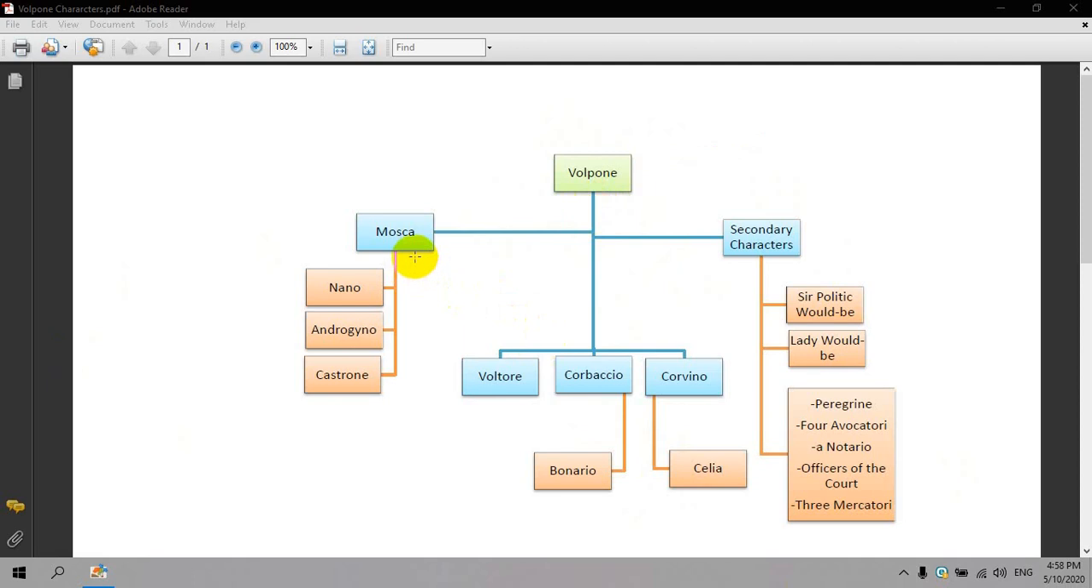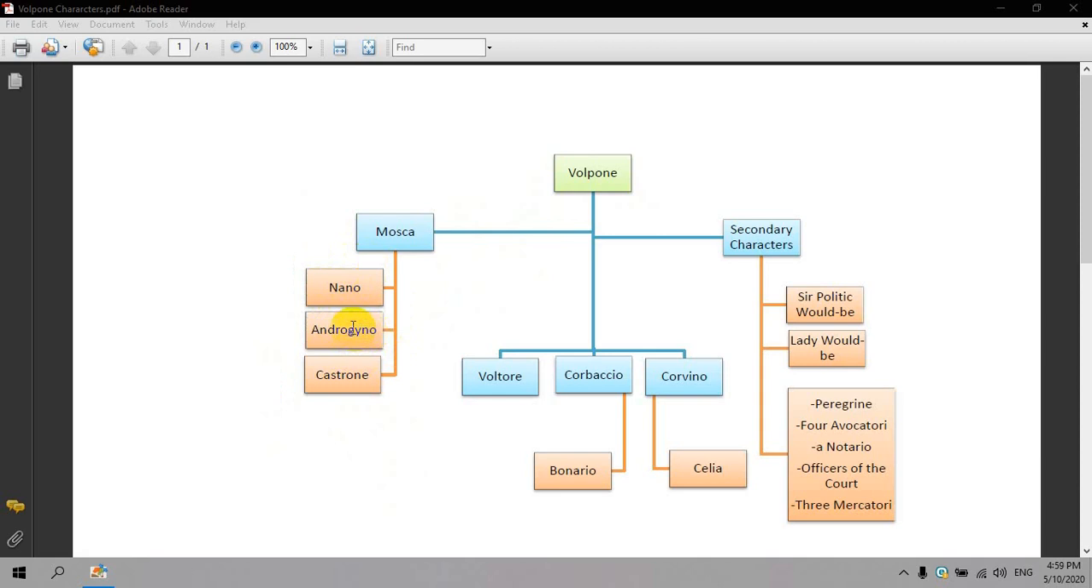We have his main servant, Mosca, a servant of Volpone, and he is the plot maker who planned everything for Volpone. Other characters, Nano, Androgyno, and Castrone, are the other servants, the fools. So those are the other servants who brought fun and comedy for Volpone. They will perform in front of Volpone.